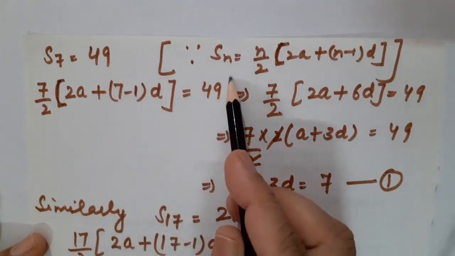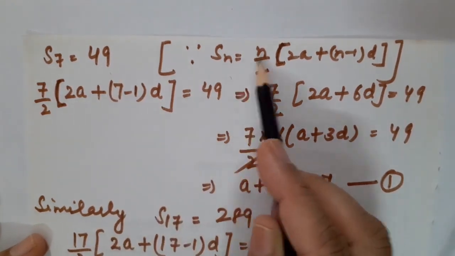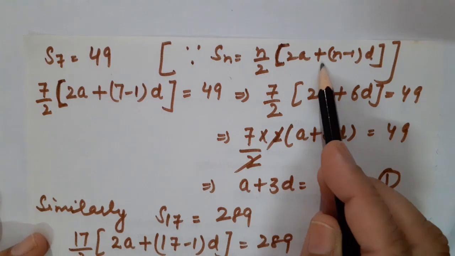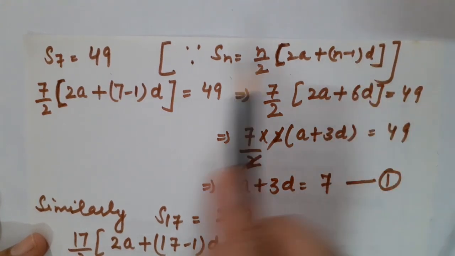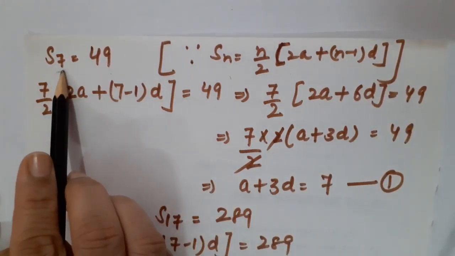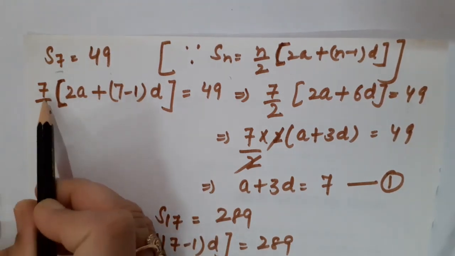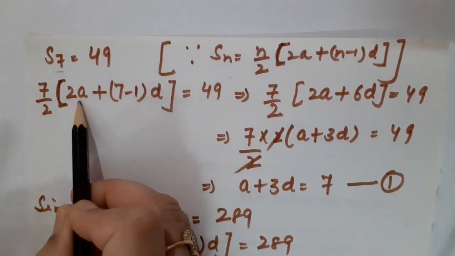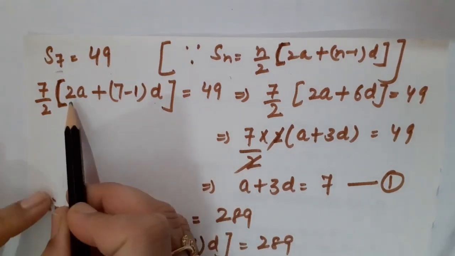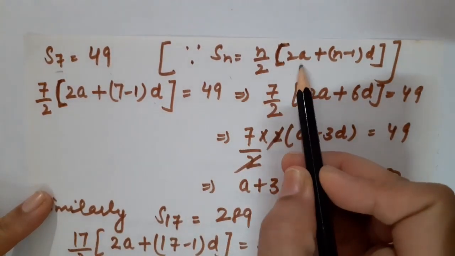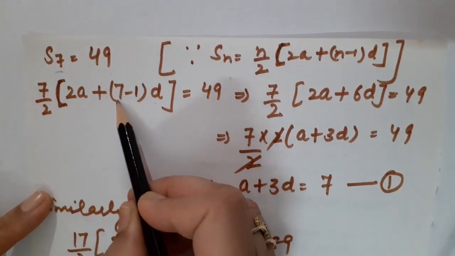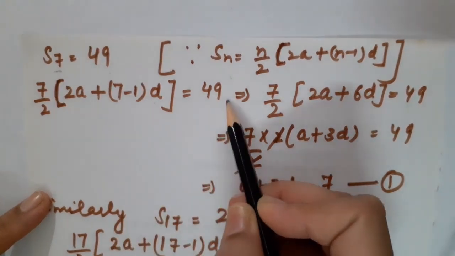What is the formula of Sn? Please recall. Sn is equal to n by 2 into (2a plus (n minus 1) into d). Fine. So here I know that n is 7, so in place of n I am going to write 7. It would become 7 by 2 into (2a plus (7 minus 1) into d) is equal to 49. Here a I do not know, d I do not know.